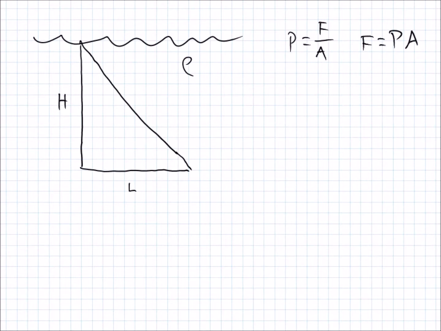The only problem is that pressure, in this case, let's say we're finding the gauge pressure, and so the gauge pressure under a fluid is going to be rho g h, where h is how far down something is.